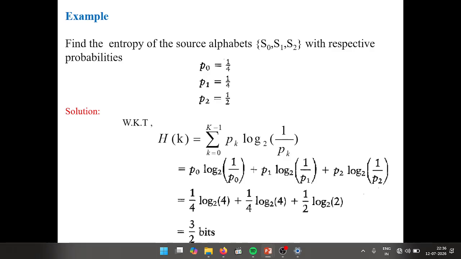The next one is a problem based on entropy. Find the entropy of the source alphabets S0, S1, S2 with respective probabilities P0 equal to 1 by 4, P1 equal to 1 by 4, and P2 equal to 1 by 2. As we know, the formula for entropy is the summation of k equal to 0 to k minus 1 of pk log base 2 of 1 by pk, based on the probabilities 1 by 4, 1 by 4, 1 by 2.